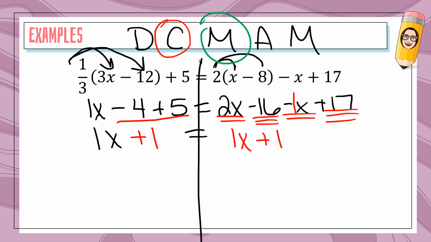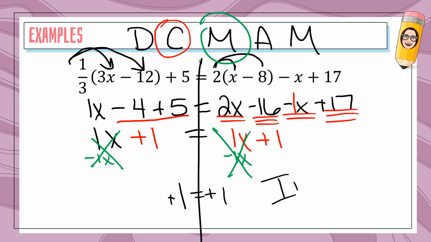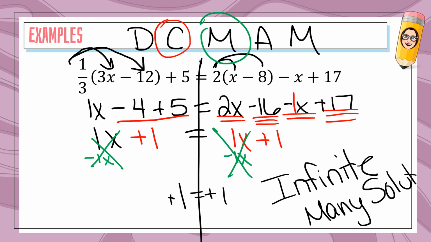Step 3, move a variable. Instead of a positive 1x, I'm going to minus 1x. Oh, wait, by undoing, it canceled both of them. I have a positive 1 equal to a positive 1. If all the variables cancel, like if I can't get a pretty x equals answer, special answer: 1 is equal to 1. That is true. That is good. That means we have infinitely many solutions. Yes, you need to write out the words.